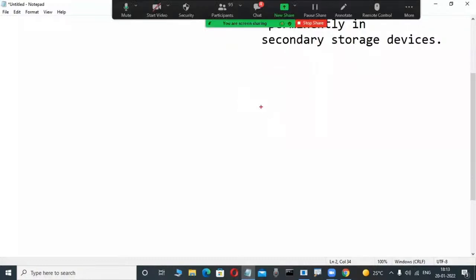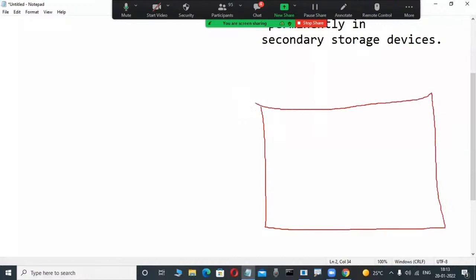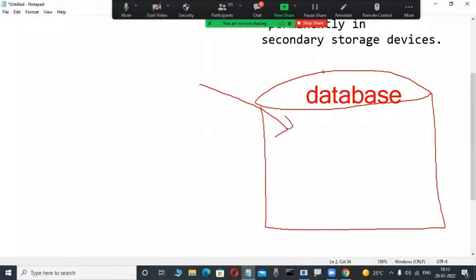Whenever I install Oracle software on my system, automatically some place is created in the hard disk. Oh, maybe this place is called a database. So many people think like that. Okay, in this place we are storing data. Are we storing a random collection of data? That is absolutely wrong.